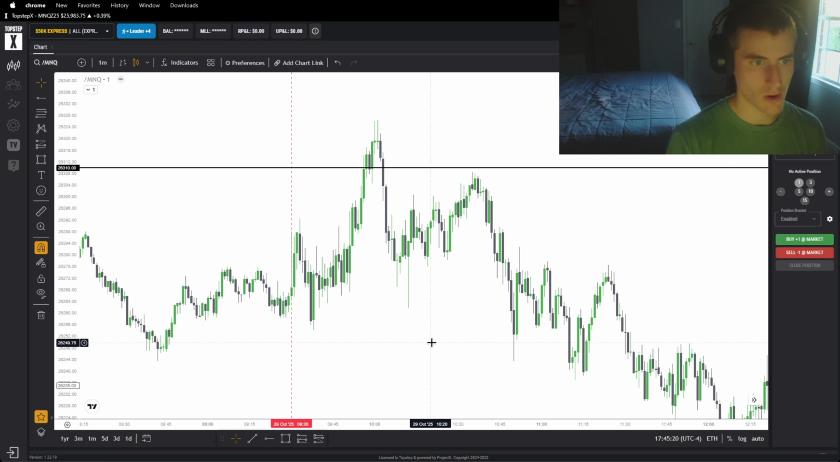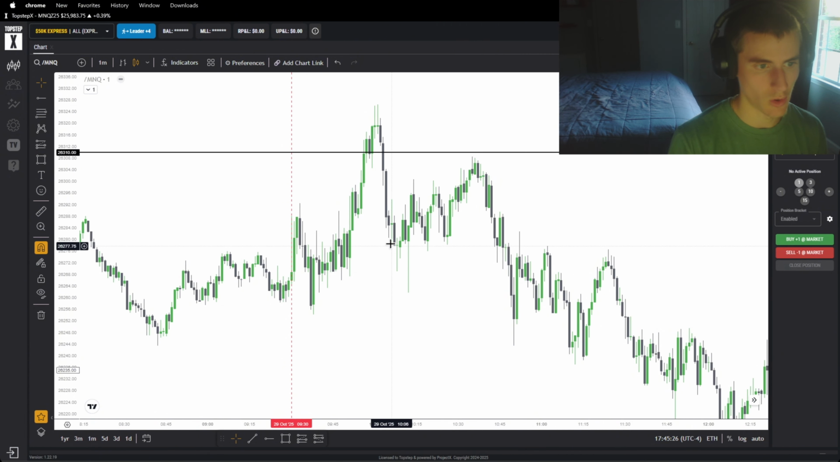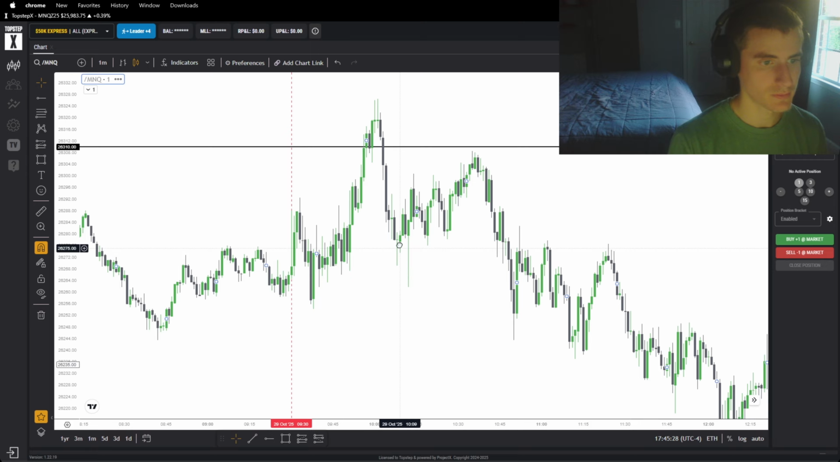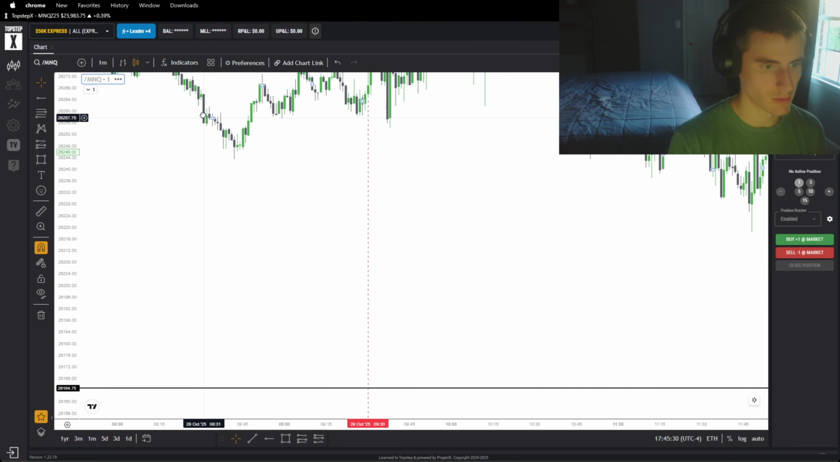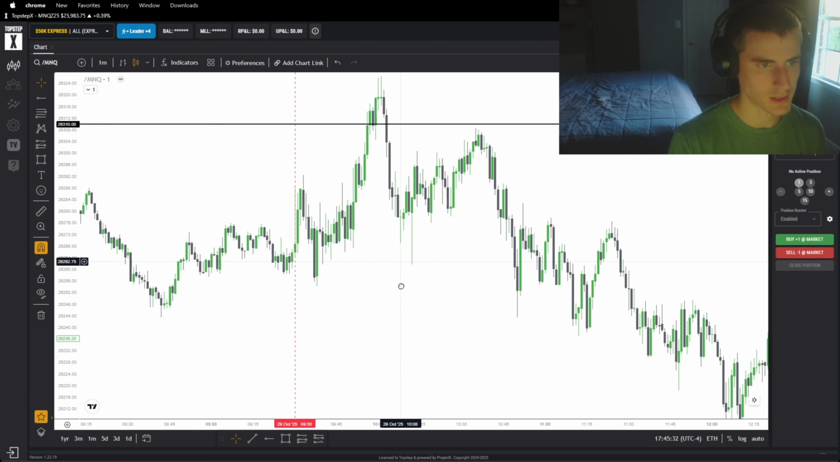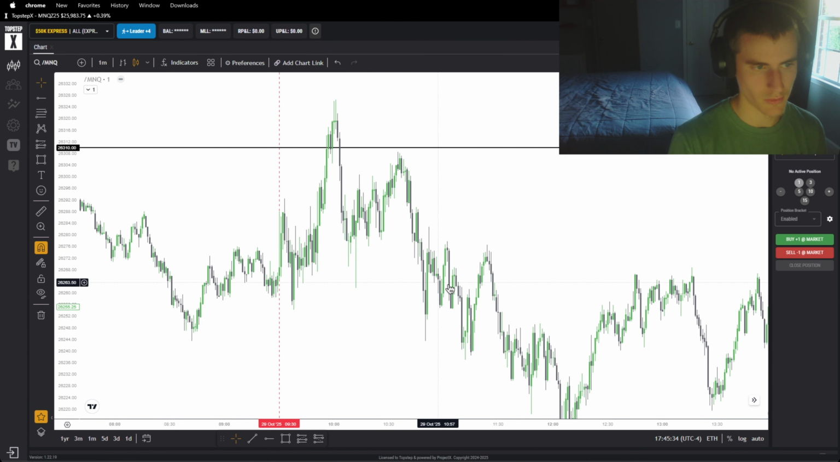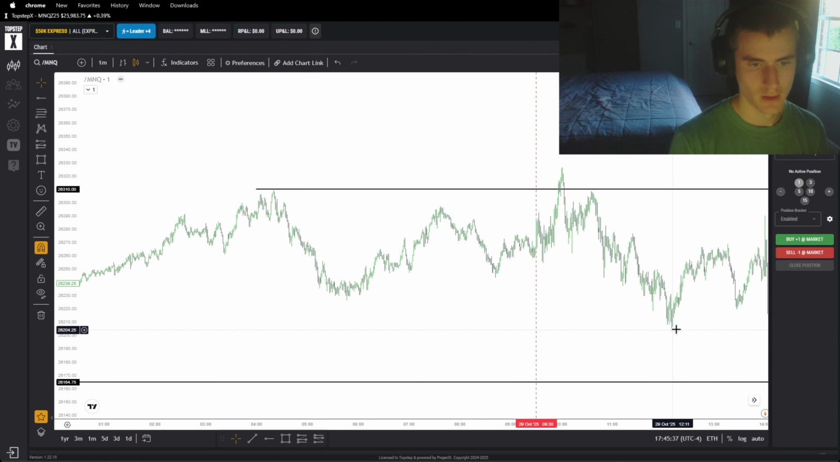So, yeah, once I literally saw this, like, we got around this area, I was done. Because if we're going to go lower, the only thing I would take right here is shorts. The next target was all the way down here. We're not going to dump this far down. That's like 200 points. We're not going to do that. So I was done for the day. No trades again on that day.